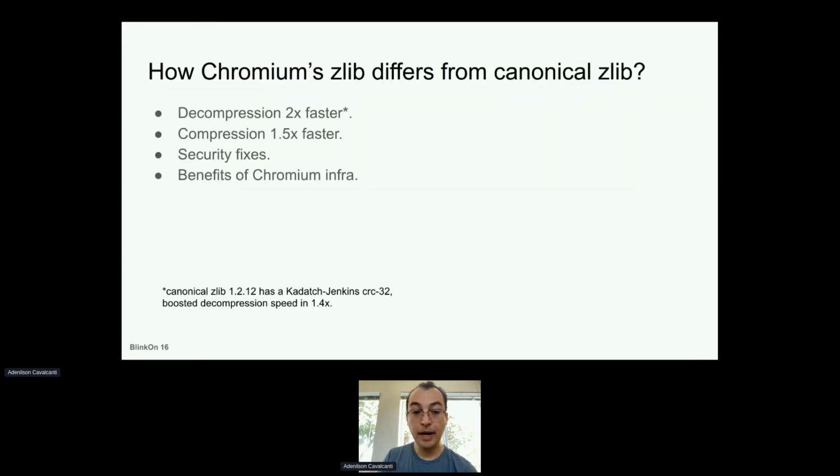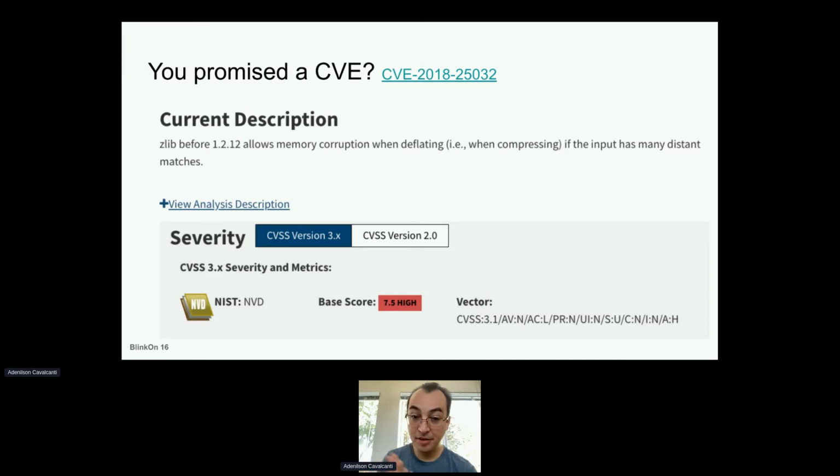Okay, so how does Chromium zlib differ from Canonical zlib? Decompression is about 2 times faster, compression about 50% faster, it has security fixes, and also benefits from Chromium infrastructure. It's important to remember that the latest Canonical zlib release has a Cloudflare-Jenkins CRC32 that boosted the compression speed around 40%. So I promised the CVE, here's the CVE.